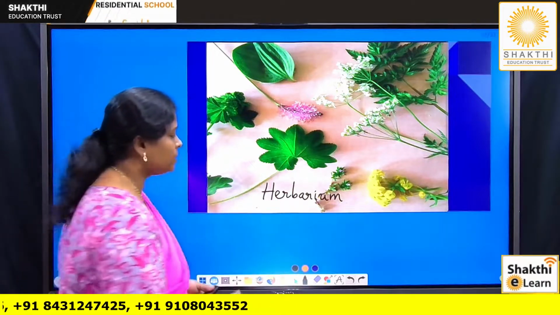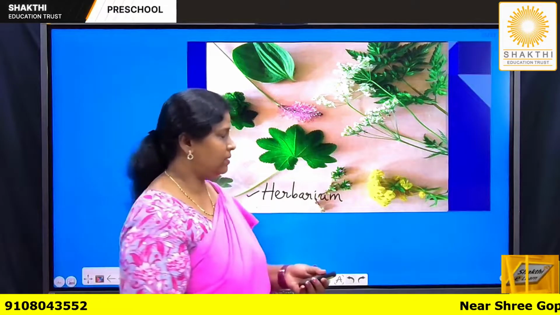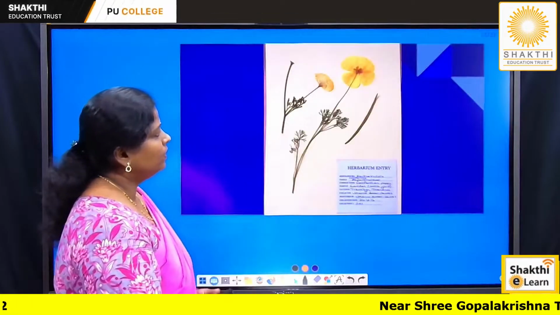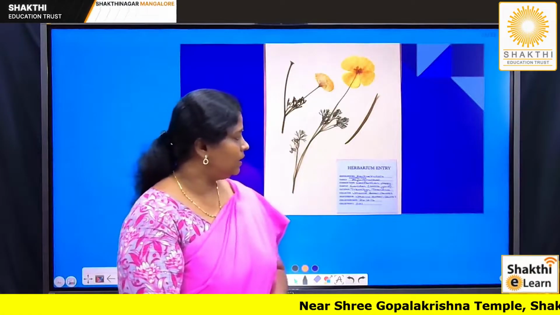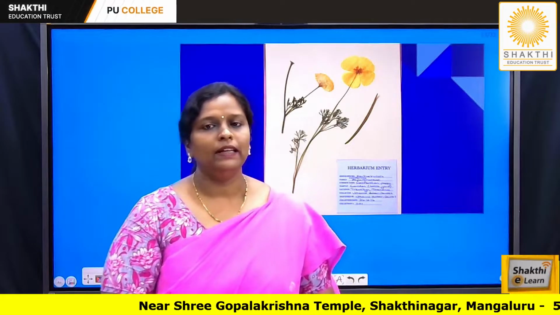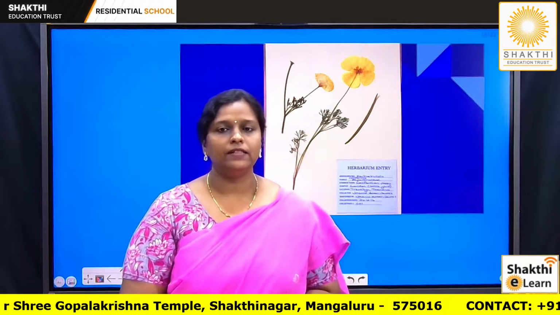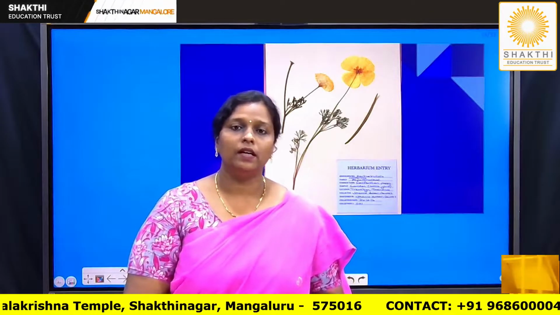Now herbarium is a very important taxonomic aid. Let us discuss about this. Now in a herbarium, what is done is, as I told, a person who is very much interested in botany can collect different plant species. A portion of that is dried. It is then pressed on sheets known as herbarium sheets.